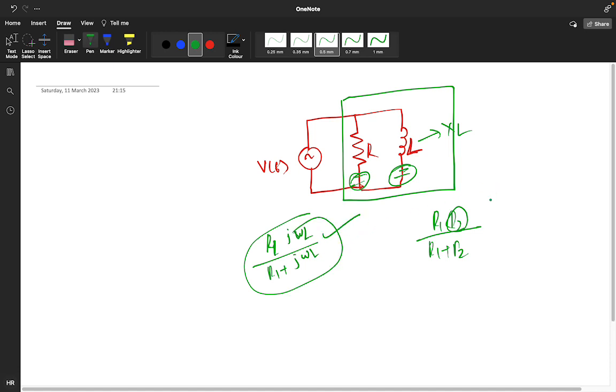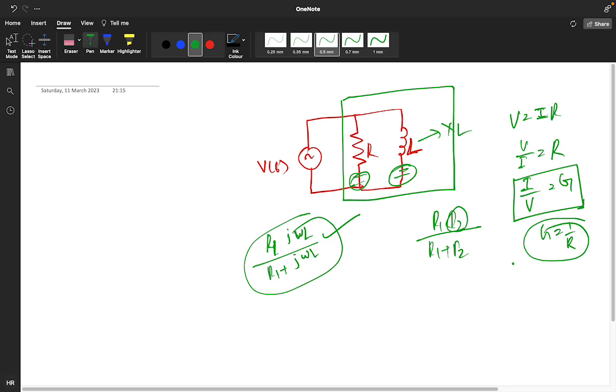Now if I tell you one thing, V is equal to IR, and V by I is equal to R. So what is I by V? It is equal to 1 by R, which is also known as conductance, G. G is equal to 1 by R. So we call this a conductance.